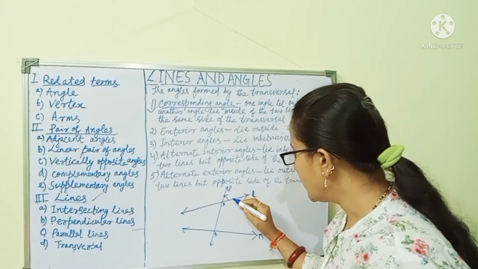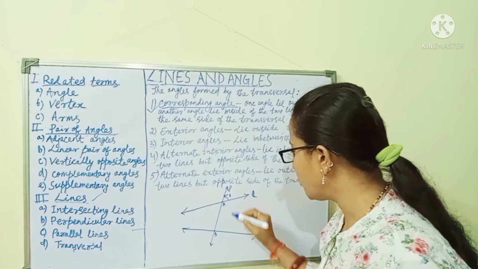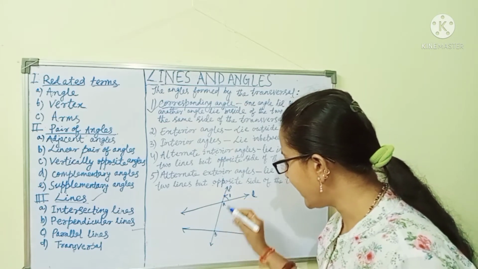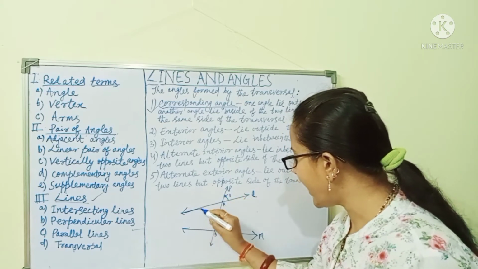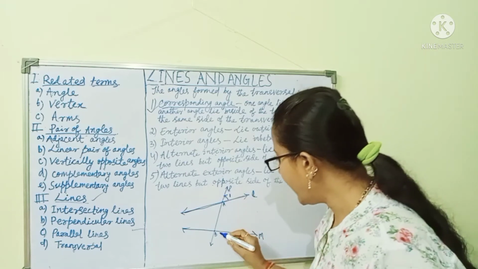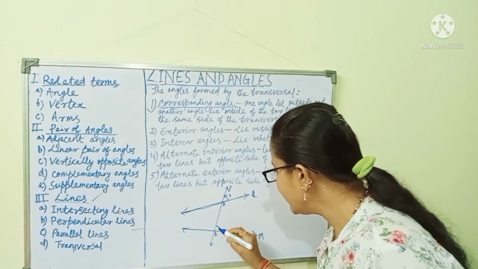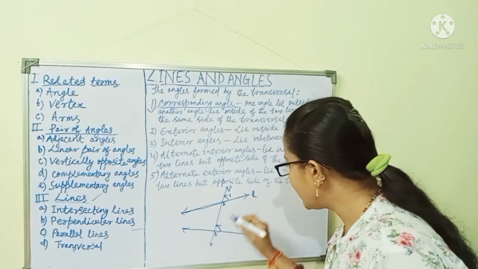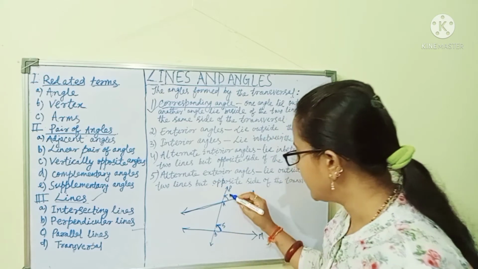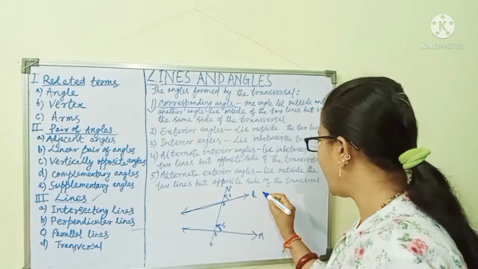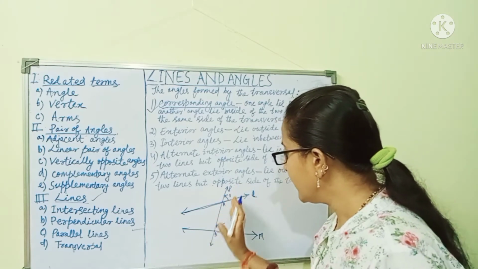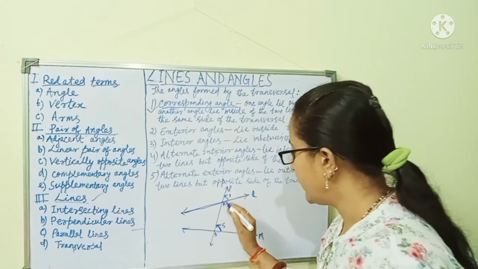Let me consider one angle outside. This angle is 1, and another angle is inside. This one is outside of the line, and this angle is inside of the two lines. I will consider this as 5. So 1 and 5 are the corresponding angles and they lie on one side of the transversal.